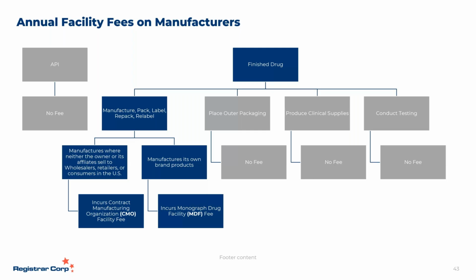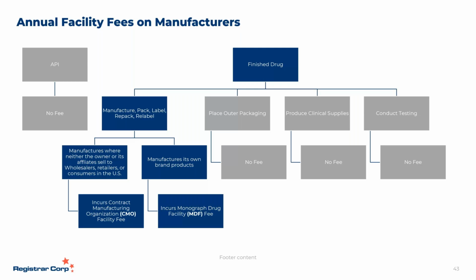So under OMUFA, who is subject to facility fees? If a manufacturer of a monograph drug product is only processing active pharmaceutical ingredients, these sites will not incur an OMUFA facility fee. There are exemptions for a finished drug manufacturer if they are only placing a product into an outer packaging, producing clinical supplies, or conducting testing. If the facility does not fall under this exemption, then it needs to determine which facility fee it will incur.